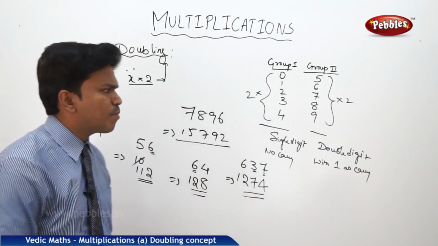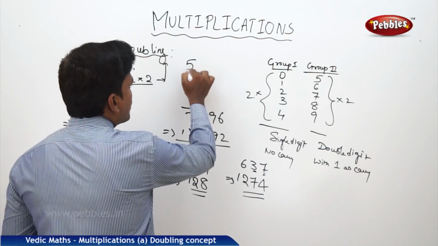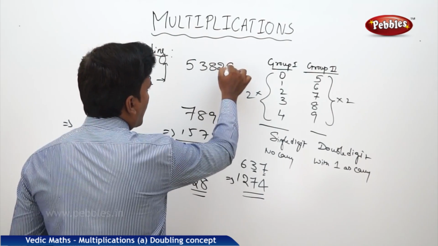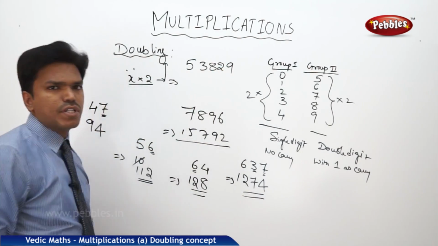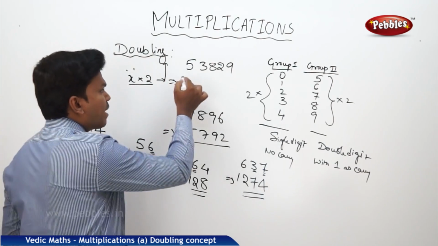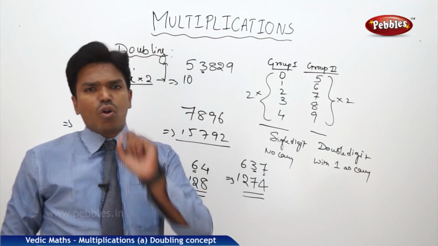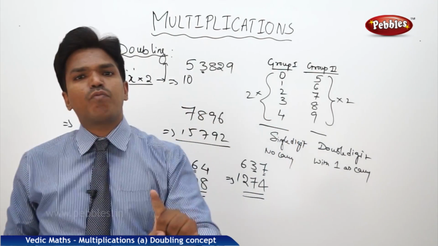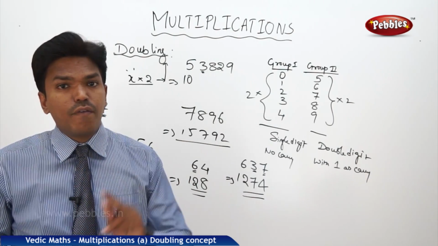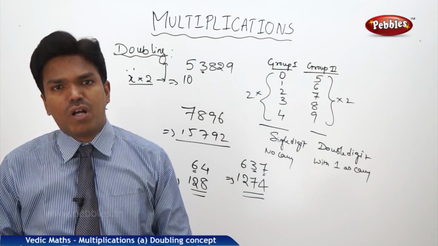Now you can ask me, suppose we take one bigger example: 5 3 8 2 9. I want the double of this number. Let us start from the first number, that is 5. 2 5s are 10, but 10 only. Why? Because the next number is group 1. Whenever you are dropping the answer, check whether the next number is group 1 or group 2. If it is group 1, drop this number as it is. If it is group 2, increase this number by 1 and then drop the answer.